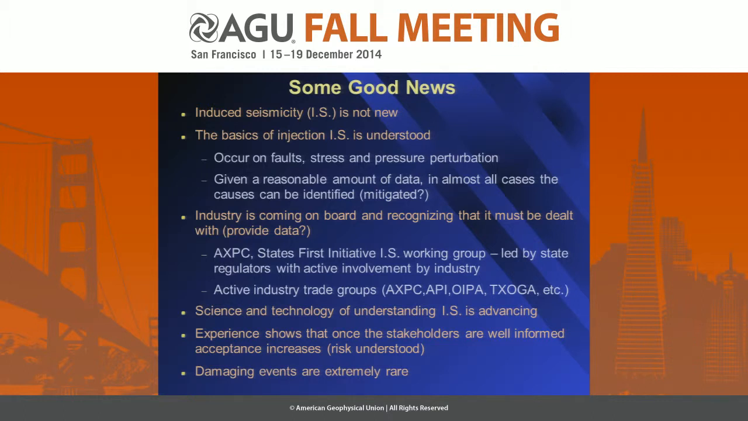So also the good news is the geothermal industry is already on board, but looking at the larger industries, for example, the oil and gas industry, they are doing quite a bit right now. I'm very encouraged with the amount of information that they're putting out there, the amount of collaboration that they're creating. There's AXPC, the American Exploration Petroleum Council. The States First Initiative is relatively new. It's a group of regulators from different states collaborating with the industry to identify these issues and try to help control them. There are many industry trade groups.